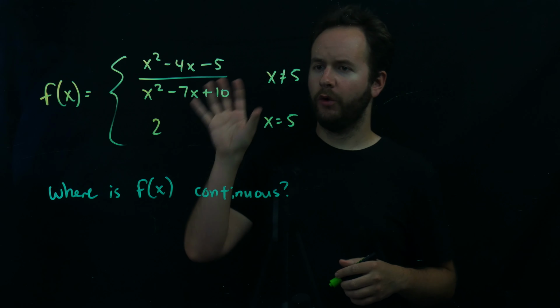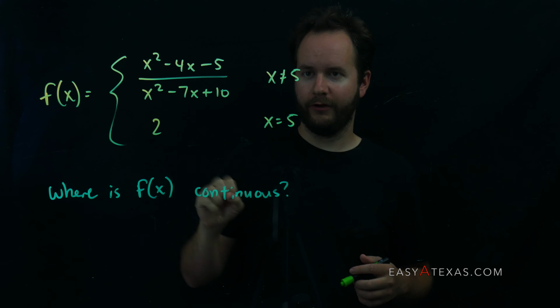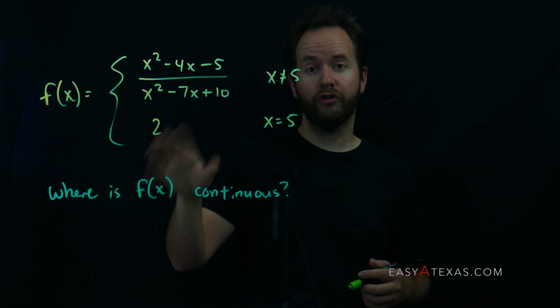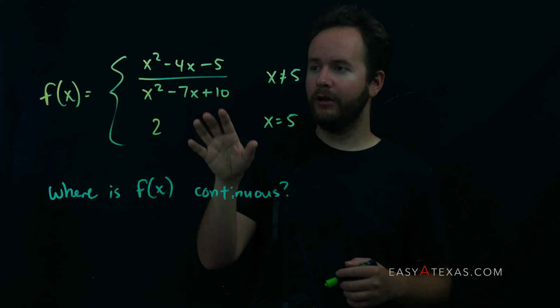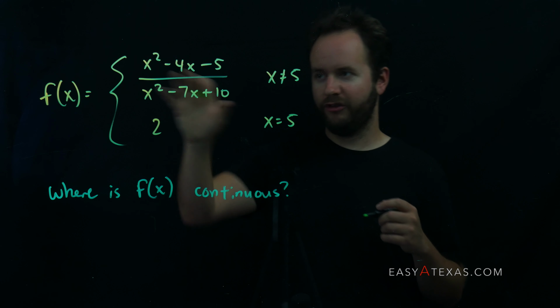In this question, we're being asked to find where f of x is continuous, and we're given a piecewise function that is this crazy rational function when x is not equal to 5, and simply the number 2 when x is equal to 5. What I'm going to do here is factor the numerator and denominator just to figure out where the function is discontinuous, or just this piece is discontinuous.